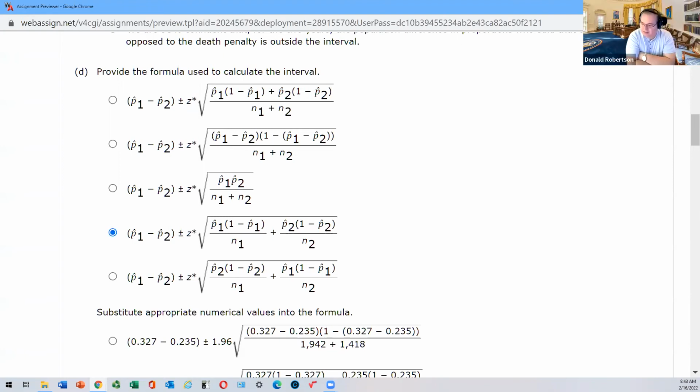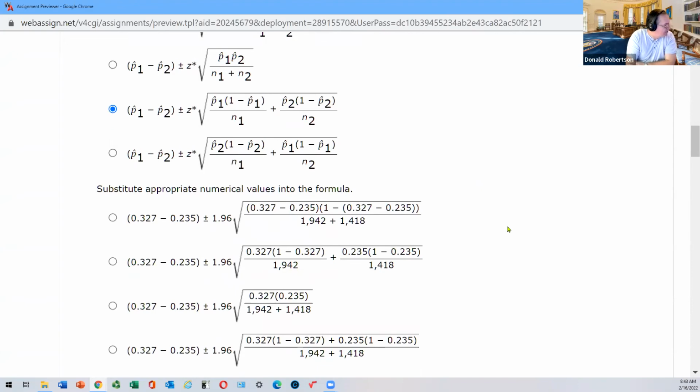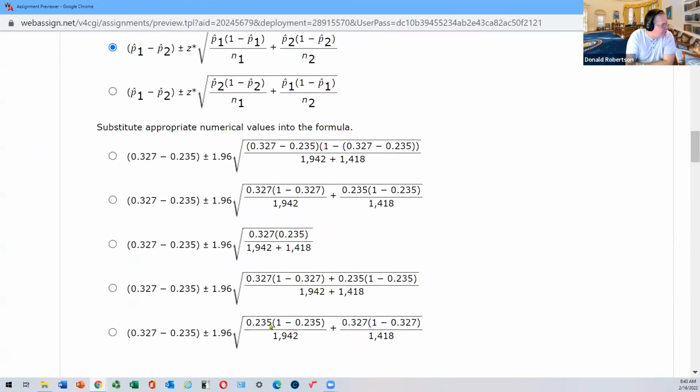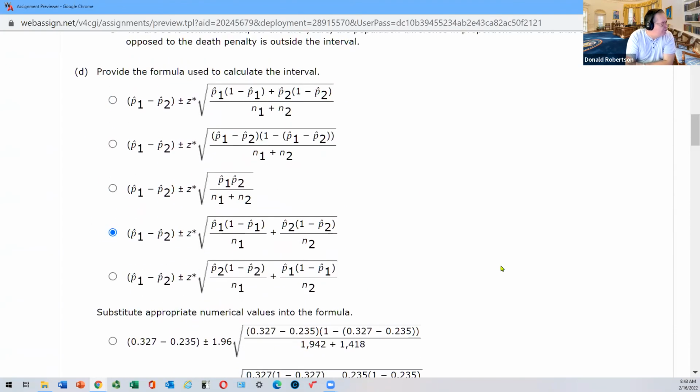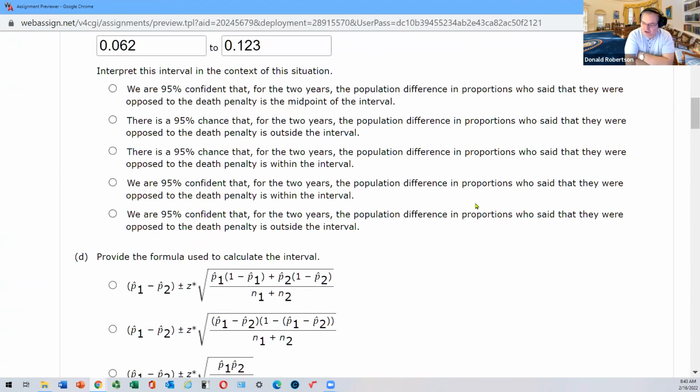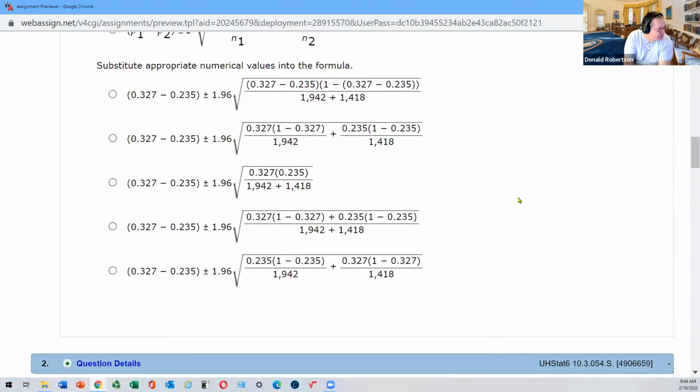Agreed? Right. And now put in the numerical values. Well, it's a 95%. Can anybody remember the magic number for 95%? What was it? Oh, you don't have a choice. They're all 1.96. They should have at least gave you a 2.58. So there we go. Okay.